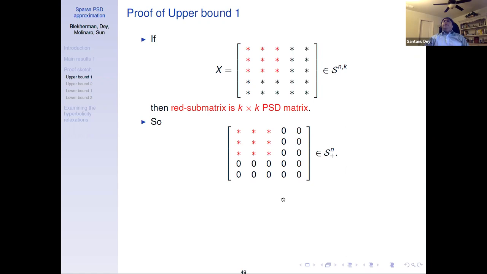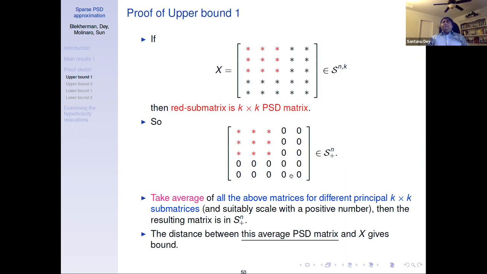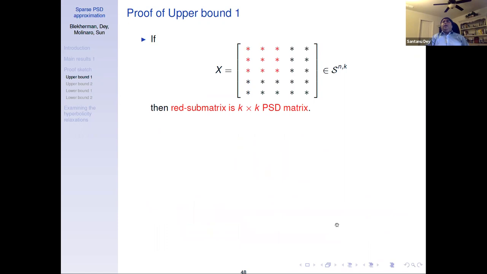Now here's what we do. We take each of these matrices that come from zeroing out; essentially you look at every k by k principal submatrix and zero out everything else. Then you take the average of these n choose k matrices. Since each of these matrices is in S_n plus, the average is in S_n plus. But when you do this average, the resulting matrix looks very much like X. In fact, you can rescale this new average matrix such that all the off-diagonal entries are exactly the same as the original matrix, and just the diagonal entries are scaled up a little bit from X. Essentially you get a matrix that looks very much like X and is in the PSD cone. Then you can compute the distance between them in closed form, and this gives you a distance between S_n plus and S_n^k. This is precisely this formula.